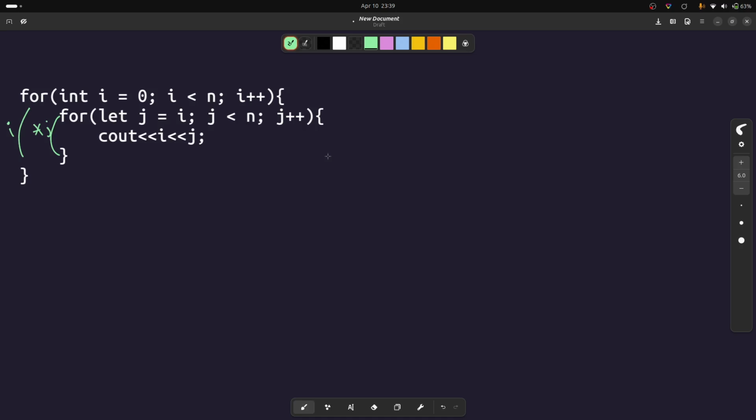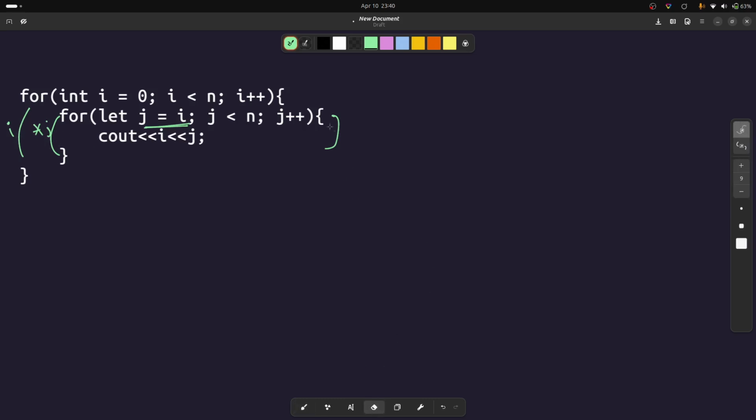Why? Because we cannot get the number of iterations of the j loop. The j loop is dependent on the i loop here, j equals i. Based on each different value of i, the inner j loop will run a different number of times. So you cannot assume that for each i it runs the same number of times. Therefore, multiplying the iterations directly will not work.